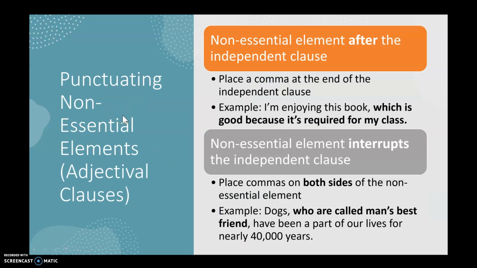So punctuating non-essential elements, and again, these are technically called adjectival clauses. If it comes after the independent clause, you place a comma at the end of the independent clause. So for example, I'm enjoying this book, which is good because it's required for my class. You can see the word which triggers this non-essential element here. You can see that it comes after the original independent clause, I'm enjoying this book, and that the sentence would make sense without it. I'm enjoying this book.